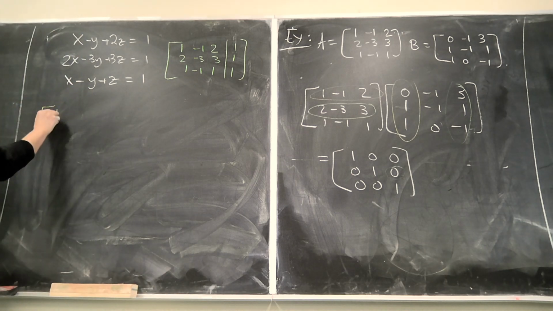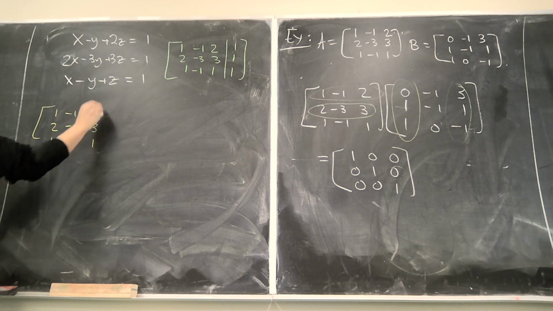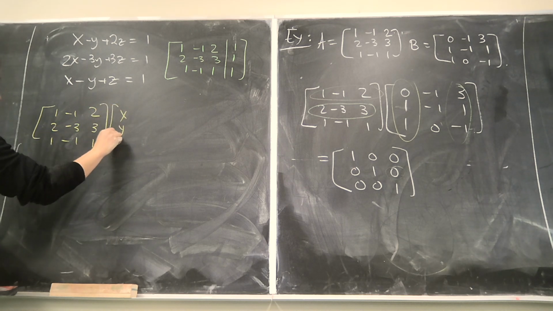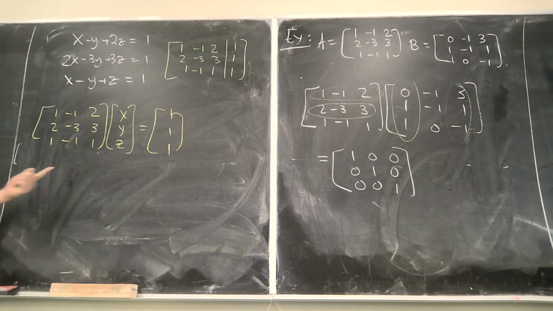I could have written this as the matrix [1, -1, 2; 2, -3, 3; 1, -1, 1] times the vector x, y, z is equal to the vector 1, 1, 1. This is the other formulation of the problem, the matrix and vector version. So if I had the inverse, and I do in this case, another approach to solving this problem would be: if that was a number, this is an algebraic equation, I would divide by this. But division doesn't make any sense with matrices. So instead, I'm going to multiply both sides by the inverse of that.